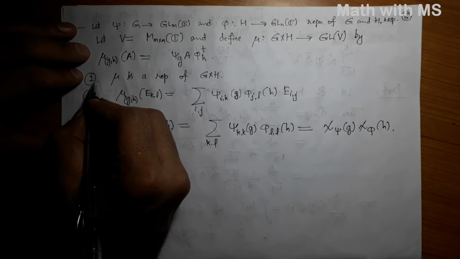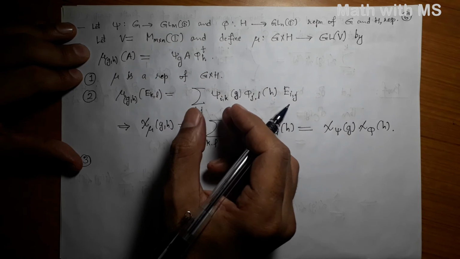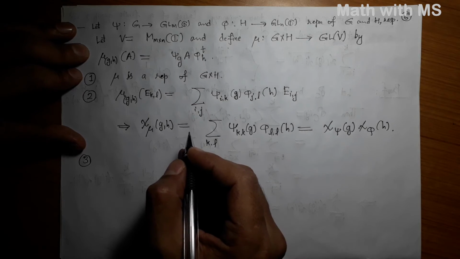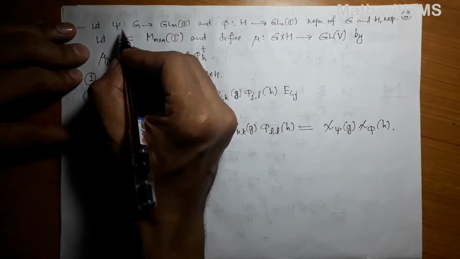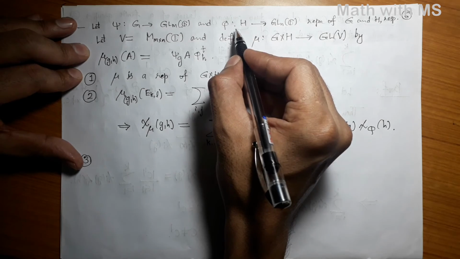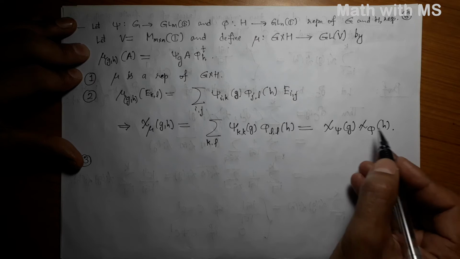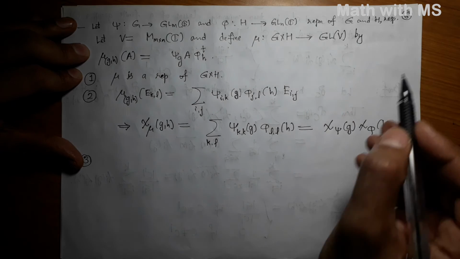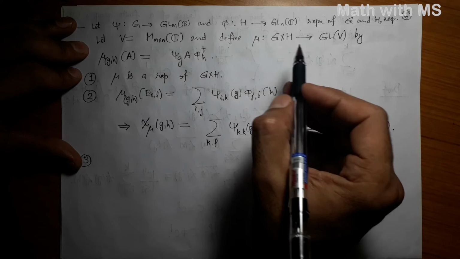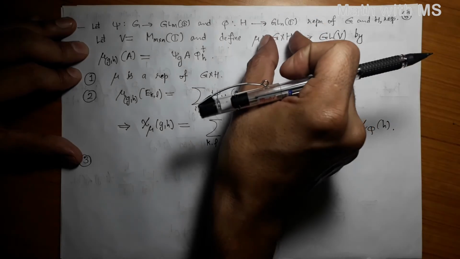So the first observation is that mu is a representation of G cross H, that is, mu is a group homomorphism. The proof is exactly the same as the preceding example, so I will skip it. Secondly, my claim is that if you look at the characters of psi, that is chi psi, and the character of phi, chi phi, and you look at their pointwise product, namely chi psi of g into chi phi of h, this defines a map from the product G cross H into C. My claim is that this complex valued function from G cross H to C can be realized as the character of some representation of G cross H.